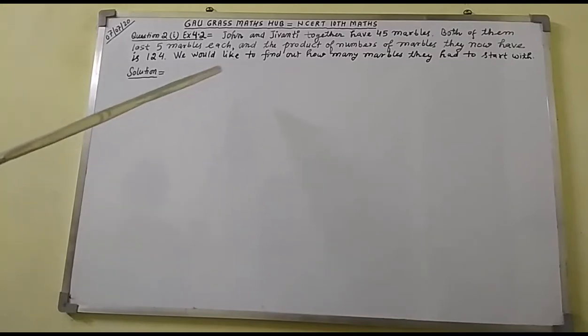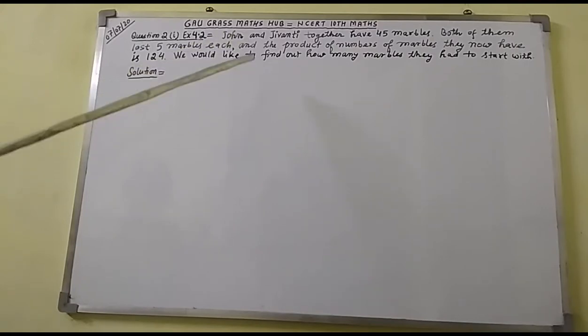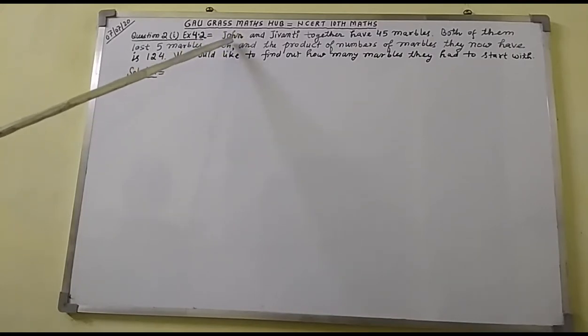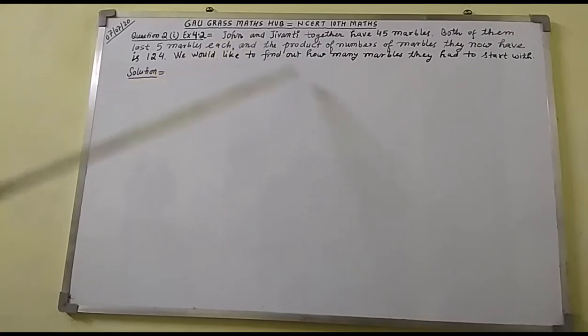Now come to the solution. This is a word problem question. What you have to do is go through the word problem twice or thrice and underline the key points with the help of a pointed pencil. Here I am going to underline the key points.